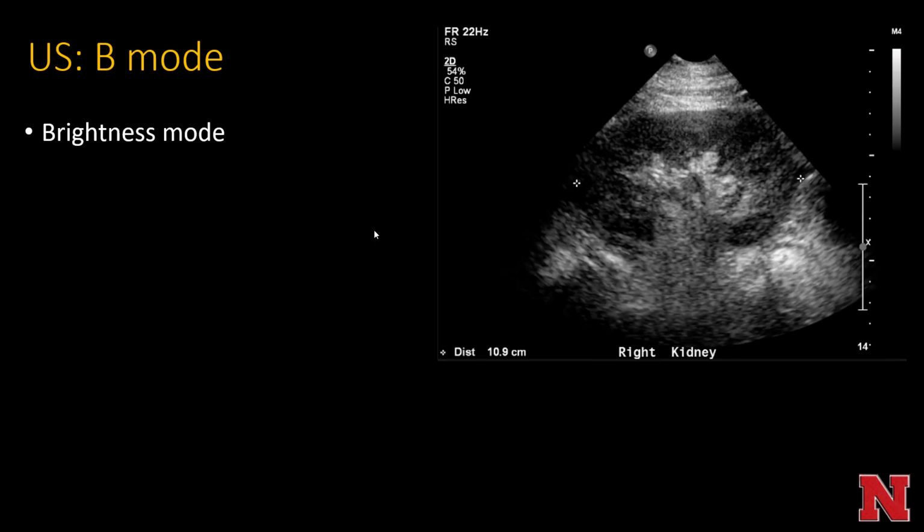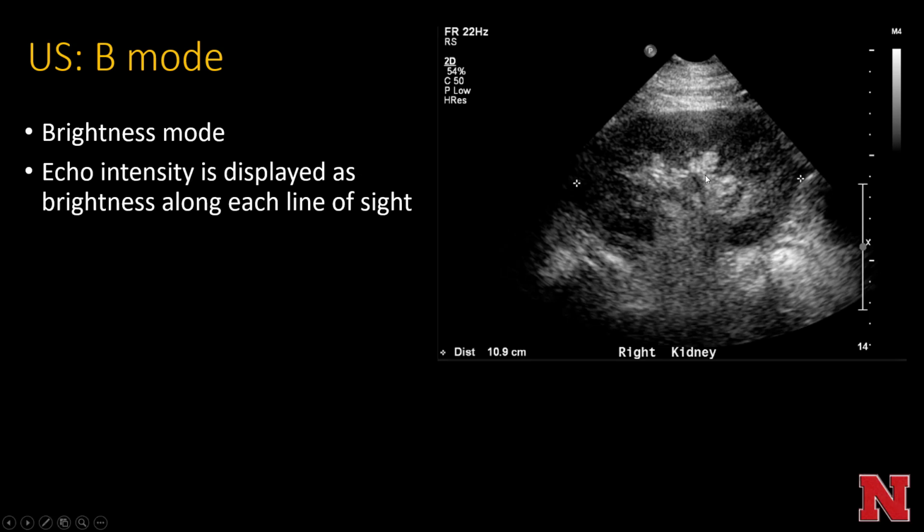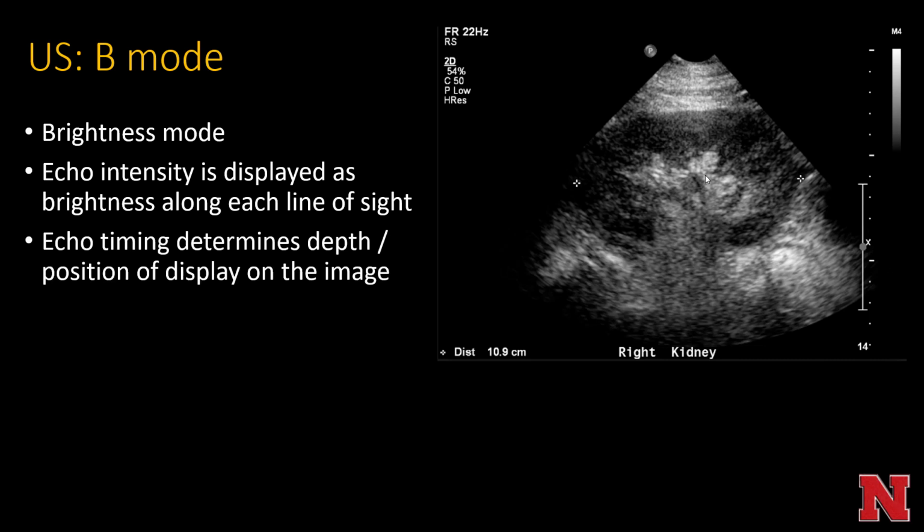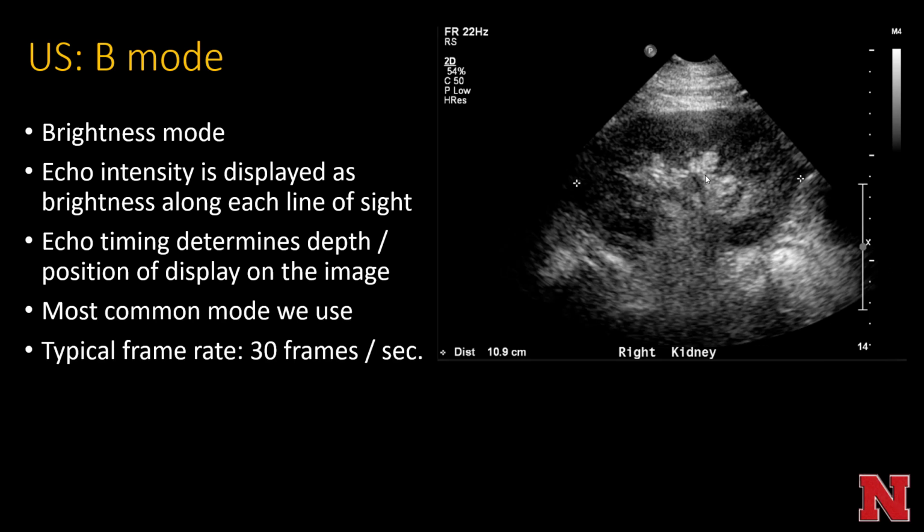B mode, so brightness mode. This is where radiologists kind of live most of the time. Here's an example of a B mode image of the kidney. Echo intensity is displayed as brightness along each line of sight, and the echo timing determines the depth or position of the display on the image. Obviously, this is the most common mode we use.